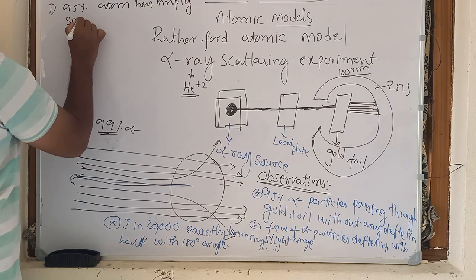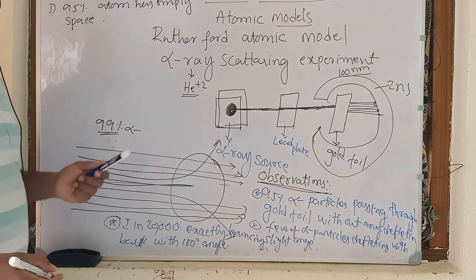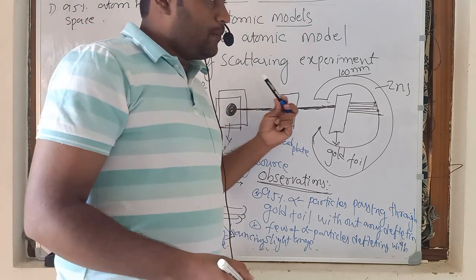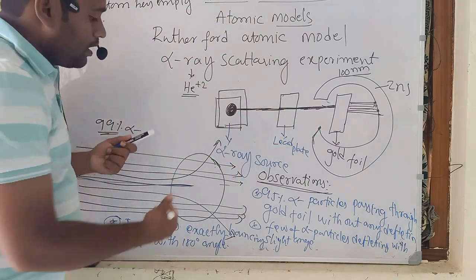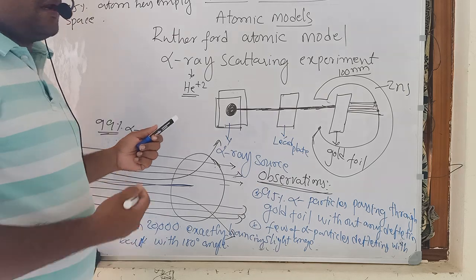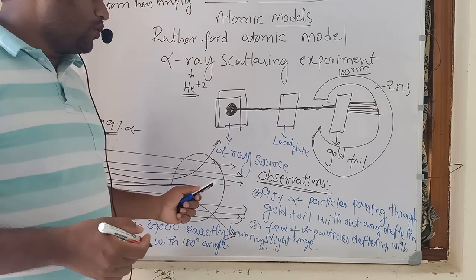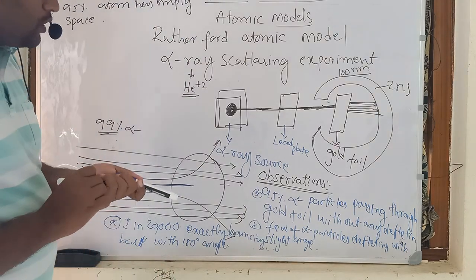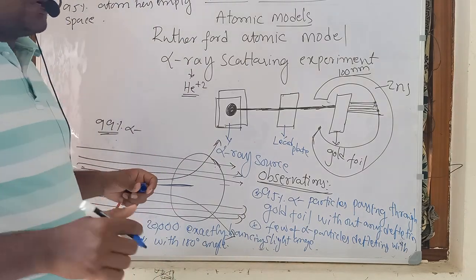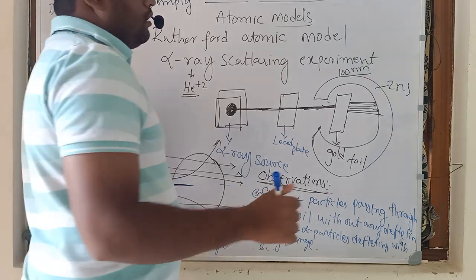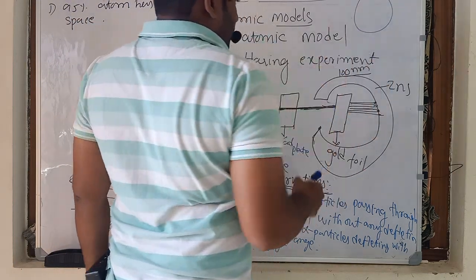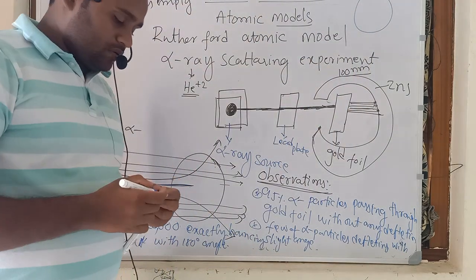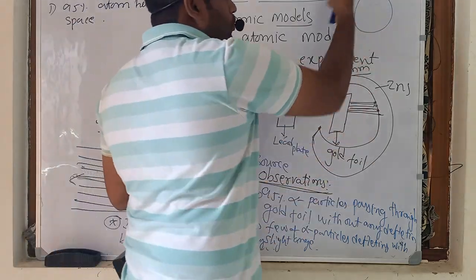Empty space means the alpha particles are neither repelling nor attracting with the gold foil, but passing through it. So if Thomson is true, according to Thomson we already know the atom is spherical in shape and the total positive charge is spread throughout the atom.